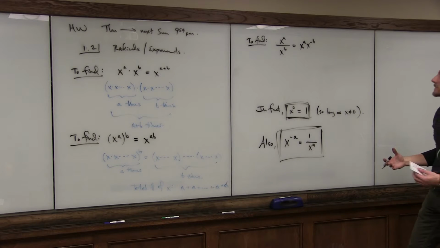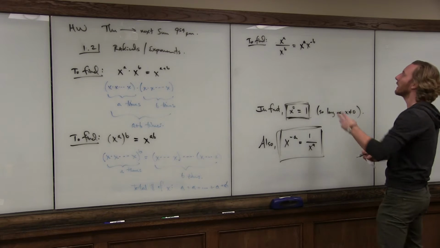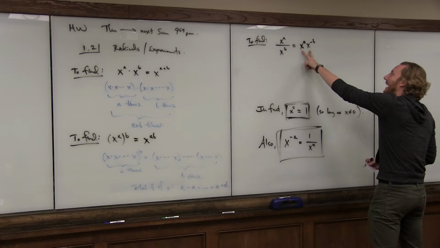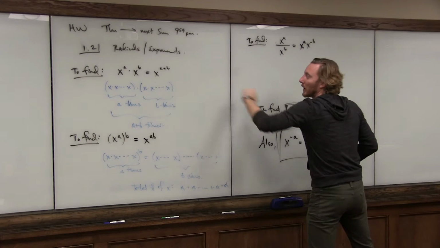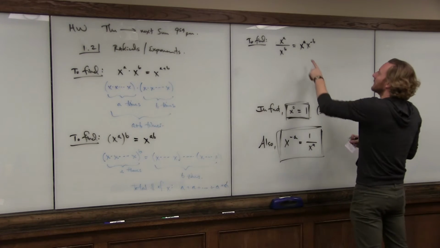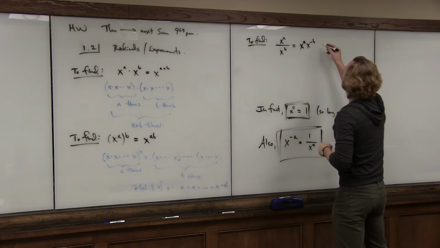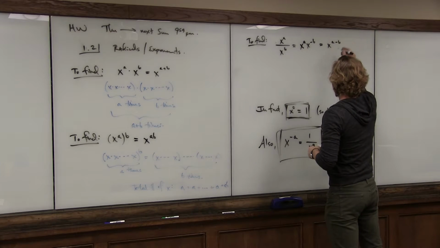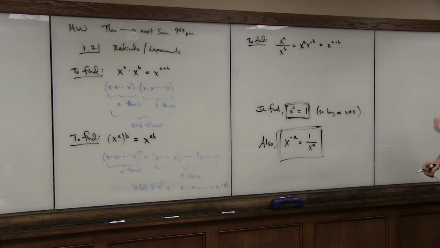Can we simplify this more fully? Well, yeah, right? Because when you have x to the a times x to the b, just like we saw before, you just add the numbers together. So x to the a times x to the minus b, added together, is x to the a minus b.